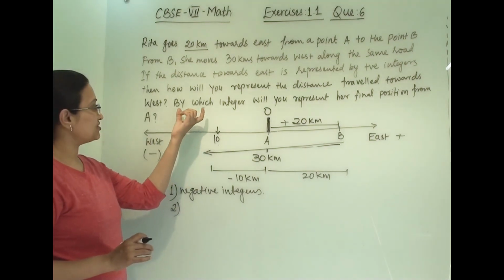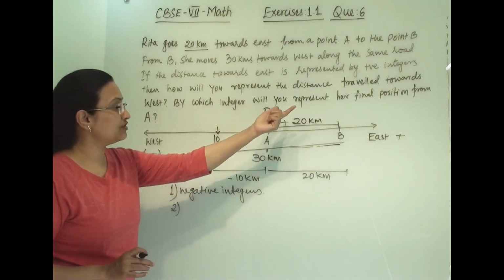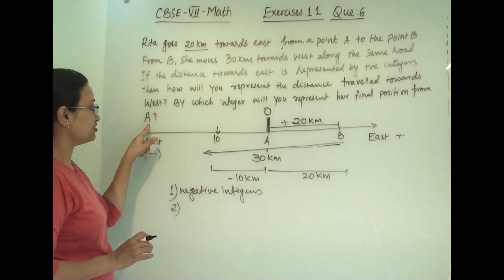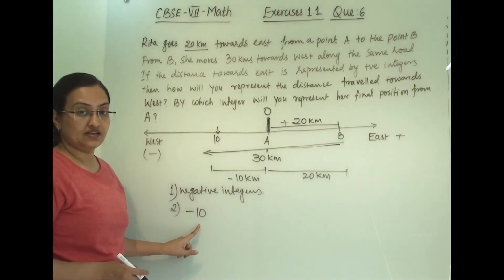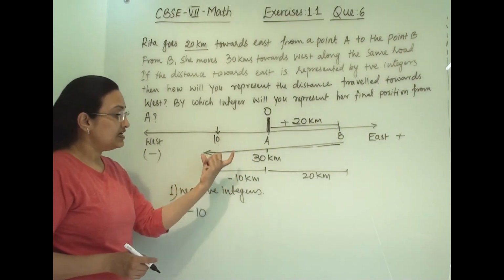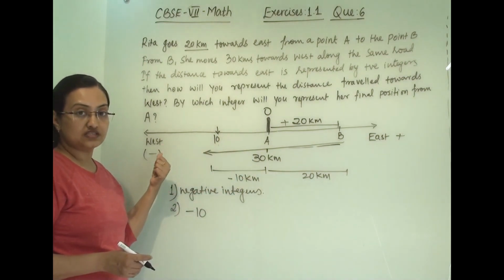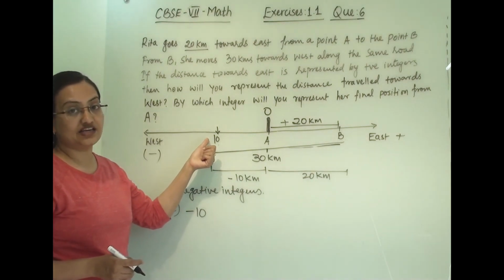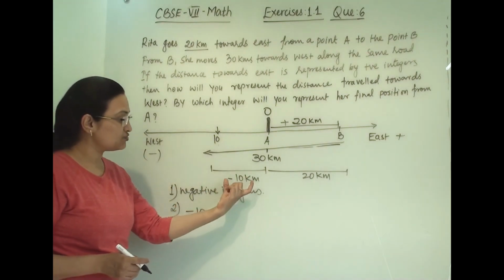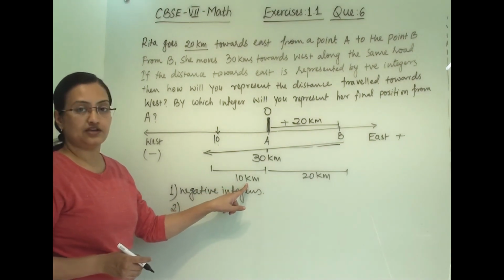Now the second question is, by which integer will you represent her final position from A? The integer will be minus 10. Yes, she has traveled 10 kilometers towards west. But the integer we assign is minus 10, while the distance will remain 10 kilometers.